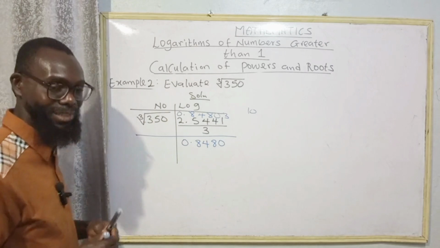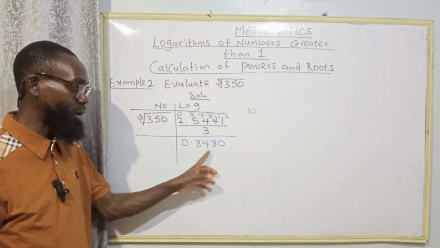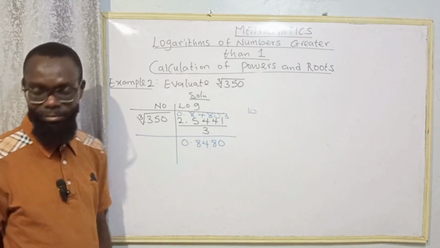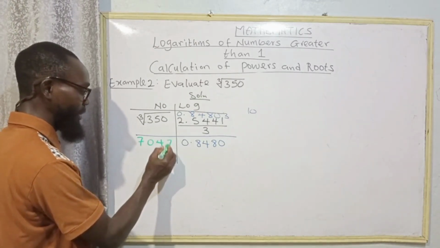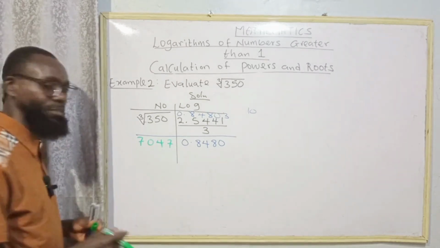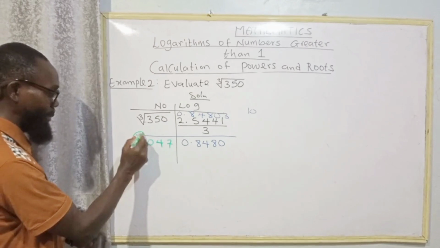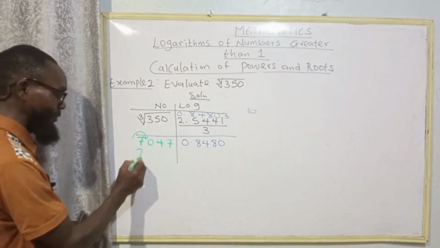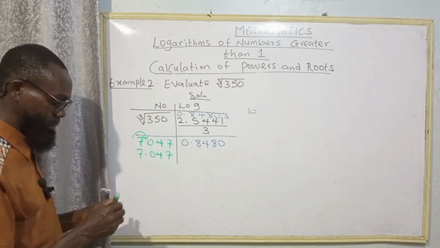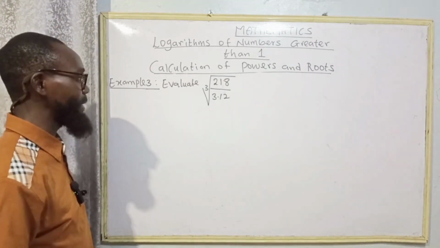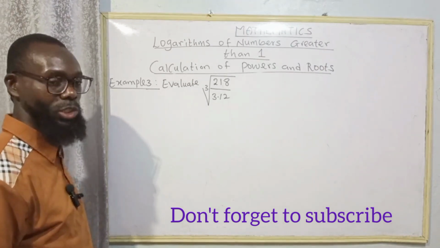Now, the final thing is to get our anti-logarithm, that's our final answer. What are you going to check? You check your anti-logarithm, 84 under 8. So we are going to have 7047. Now, to place our decimal point, we add 1 to this 0. So we place the decimal point 1 place. So 7.047. Example 3. Evaluate cube root of 218 divided by 3.12.